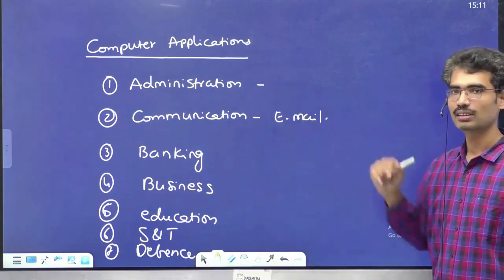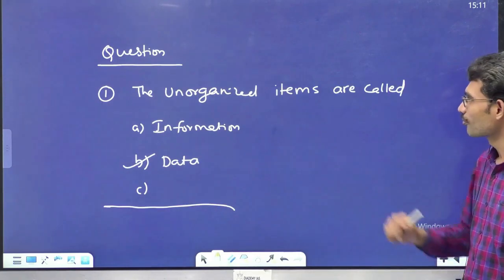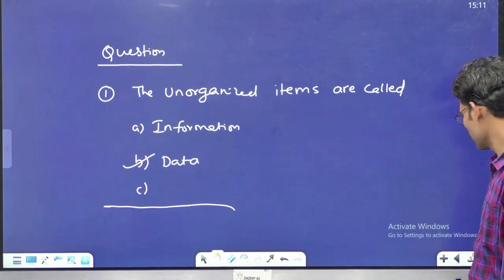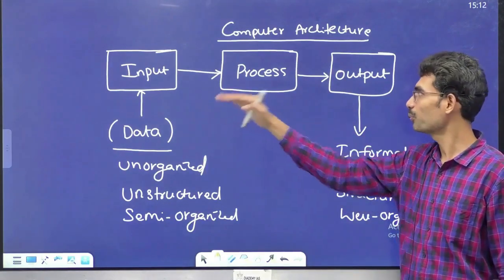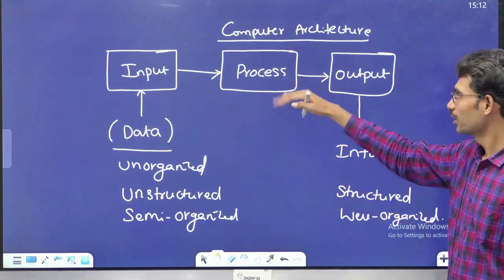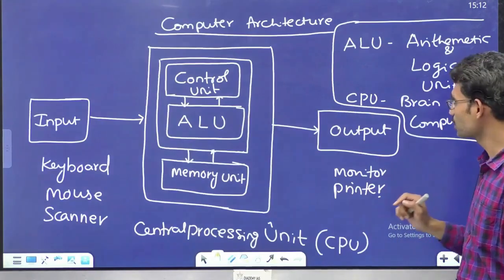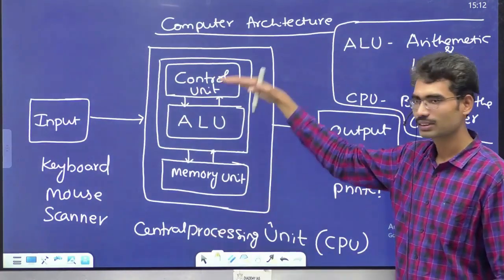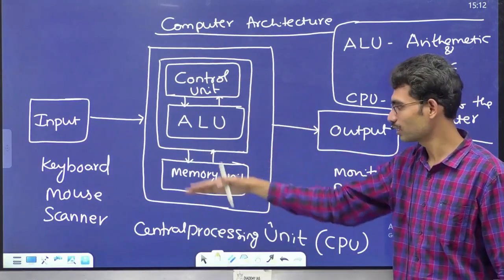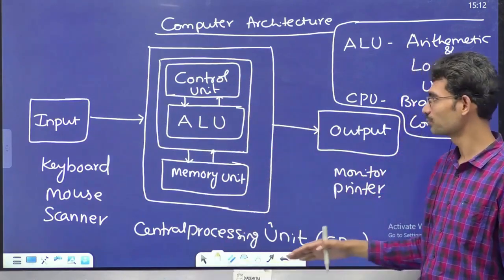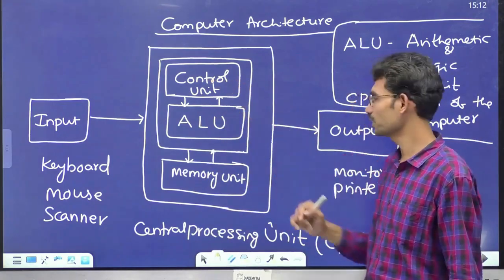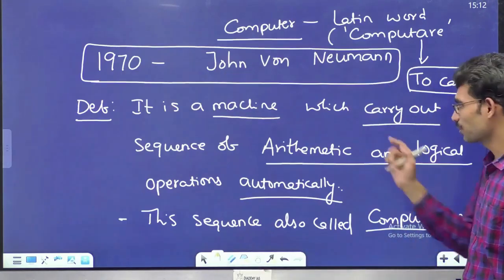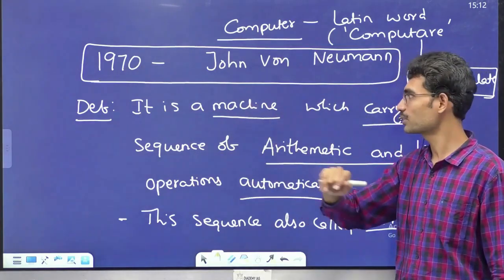And these are various applications. Questions can be asked likewise. Now this is the basic architecture to show input, output, and process. If we go a little bit deeper, how this process is done: by means of the central processing unit, one unit in the middle. Within the CPU, there are the memory unit, arithmetic logic unit, and control unit, with input examples and output examples.